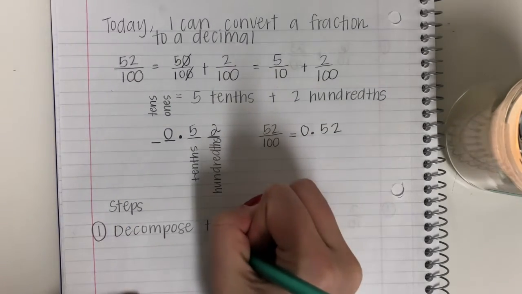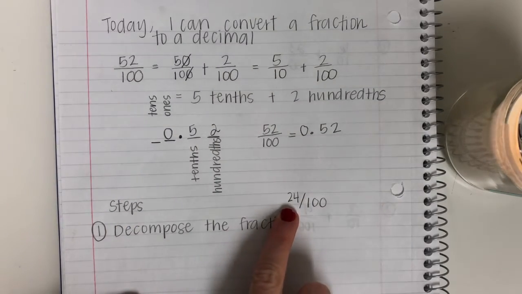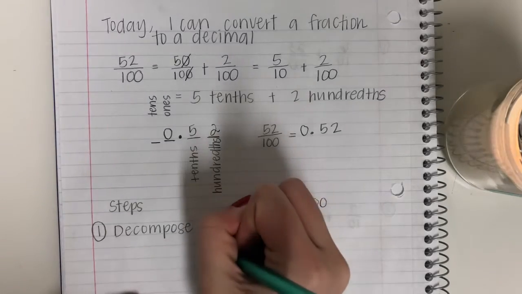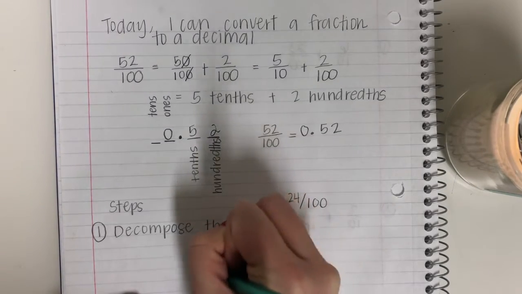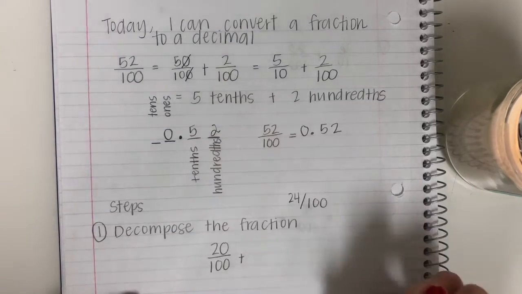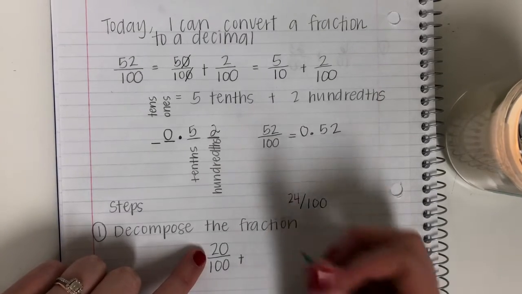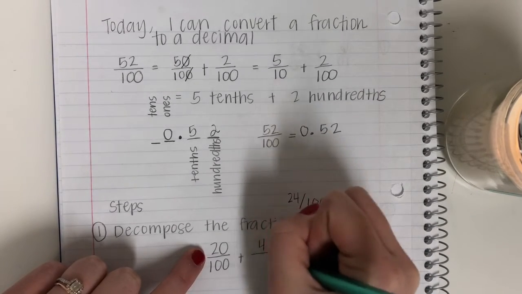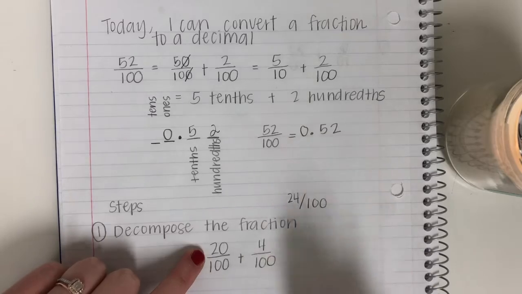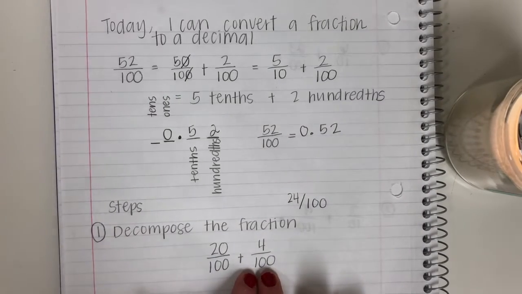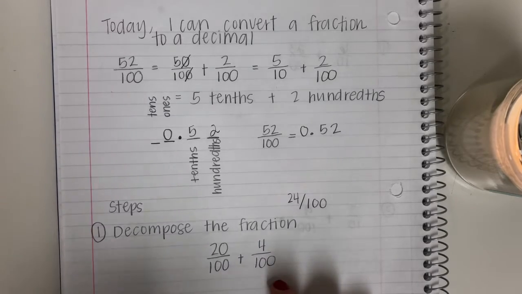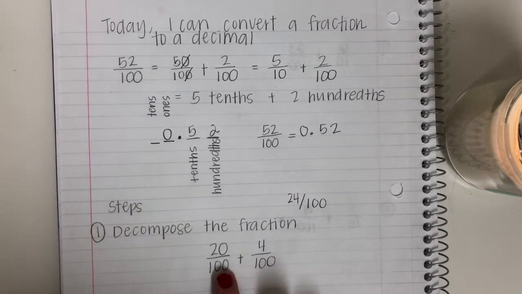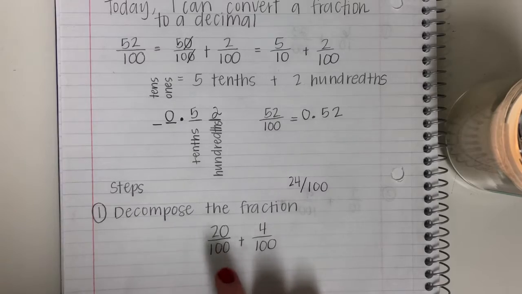So I could do, I'm just going to decompose my tens and my ones place. So I'm going to do 20 over 100 plus what's left over? 4 over 100. Okay, I can't break apart this 4 out of 100 because I can't divide the numerator by 10 because 4 is pretty small, so that one's good. But as you can see here, we can divide this even more.